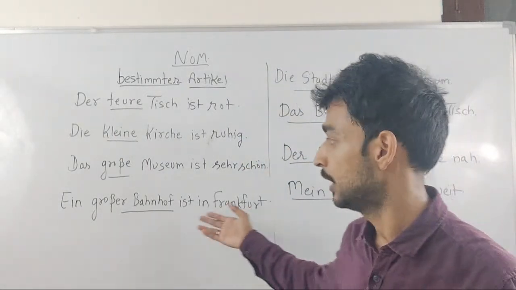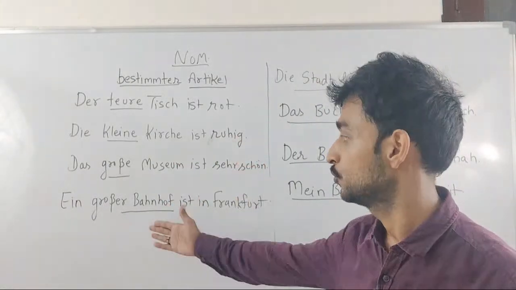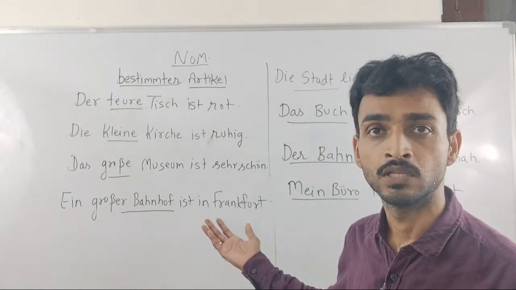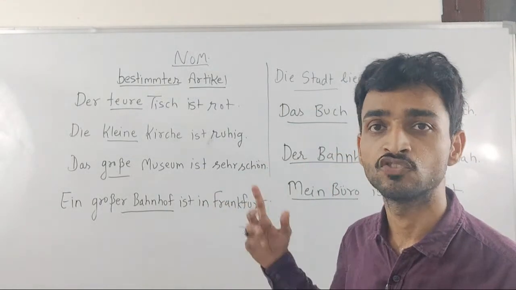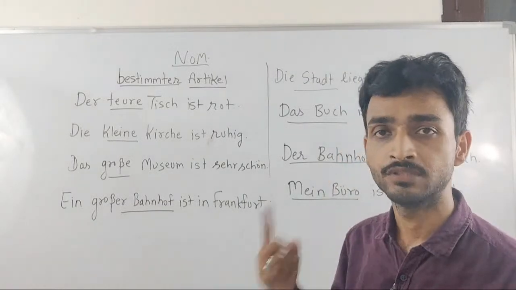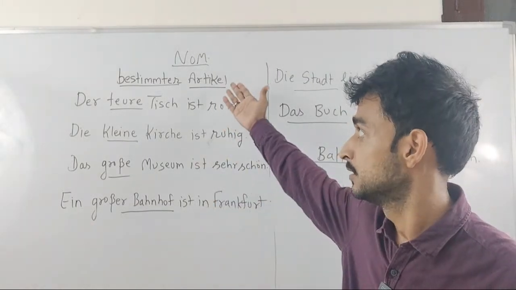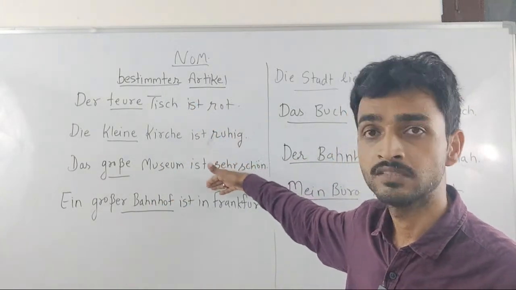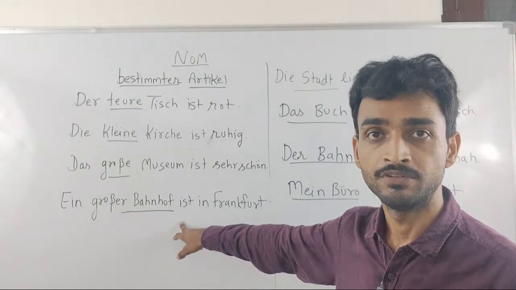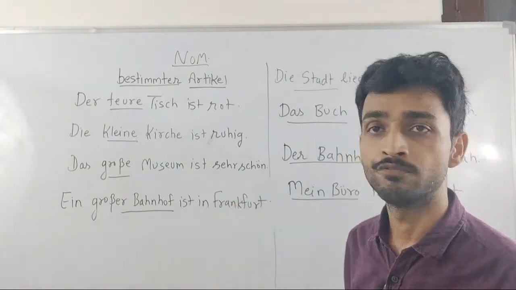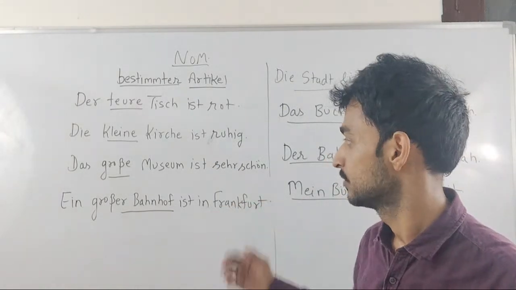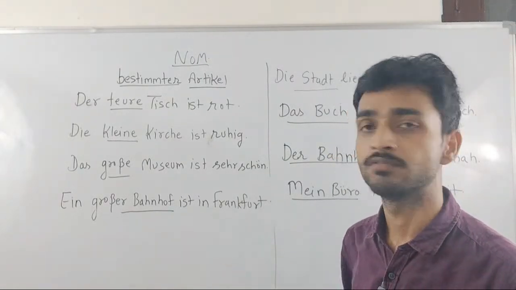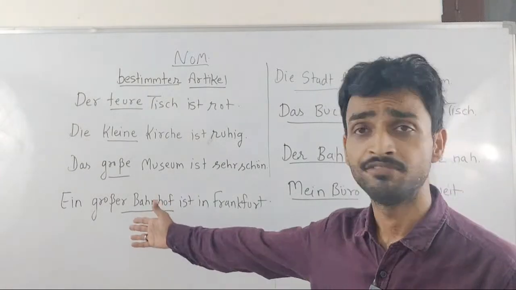How is the railway station? Very big. Ein großer Bahnhof ist in Frankfurt. A big railway station. Again, we are talking about one thing, it is nominative case. When we talk about only one thing, it is nominative case. I have also added some articles. First three sentences, definite articles. This one is indefinite article. A big railway station is in Frankfurt. Purely nominative case with indefinite article.